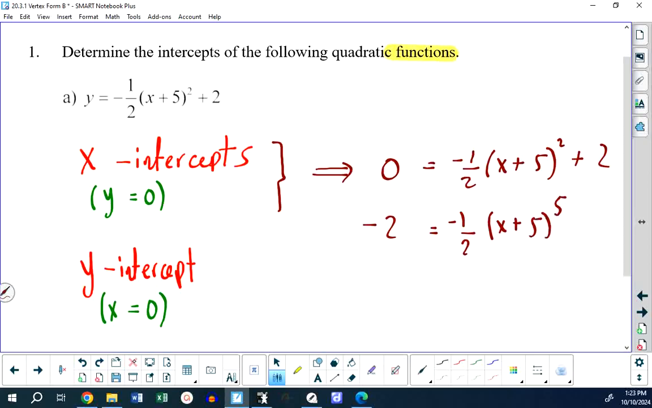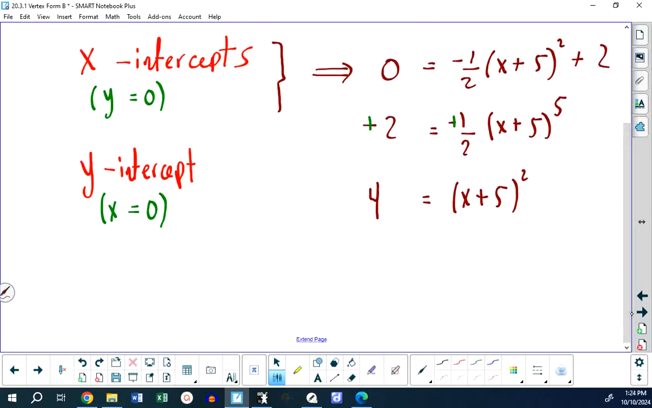And I'm just teaching us algebra here. You can call this solving an equation, but it's algebra. So I've subtracted 2 from both sides. There's lots of ways for you to think about what happens next, but I wouldn't even worry about the negative, because you can divide both sides by negative 1 or multiply both sides by negative 1. I'm going to multiply both sides of this equation by 2 to get rid of this 2 in the denominator over here. And when I do that, I get 4 equals (x plus 5) quantity squared.